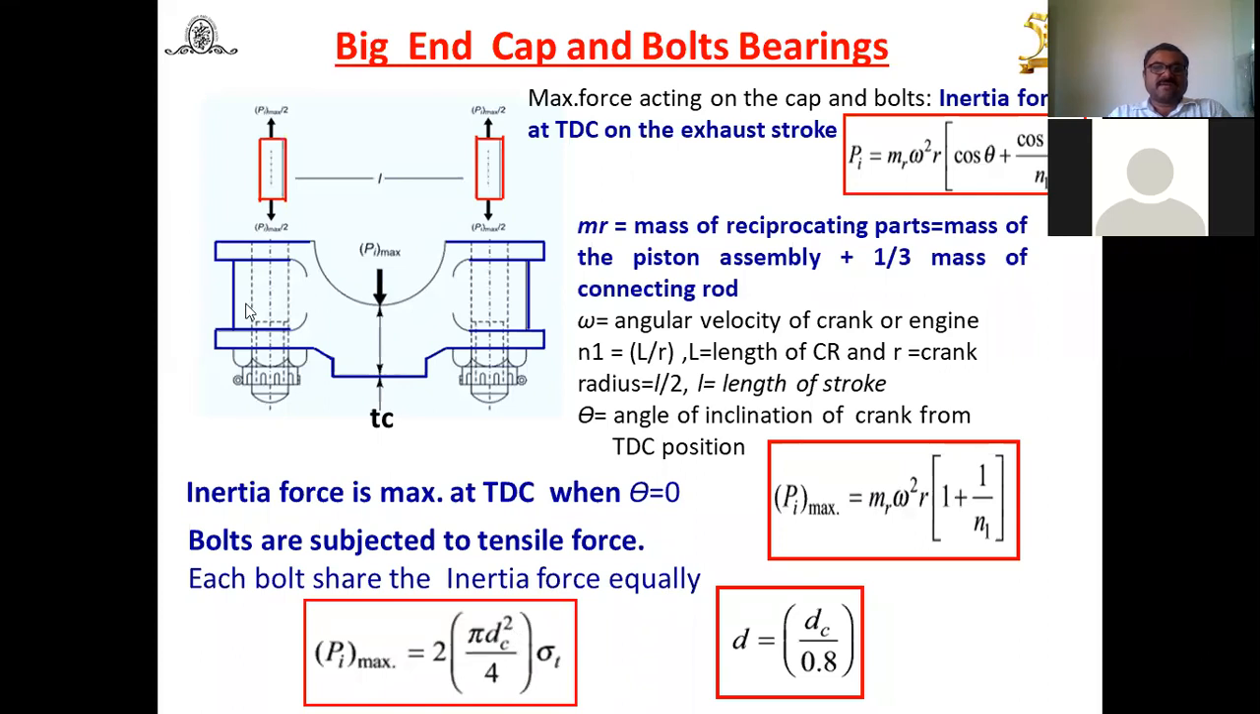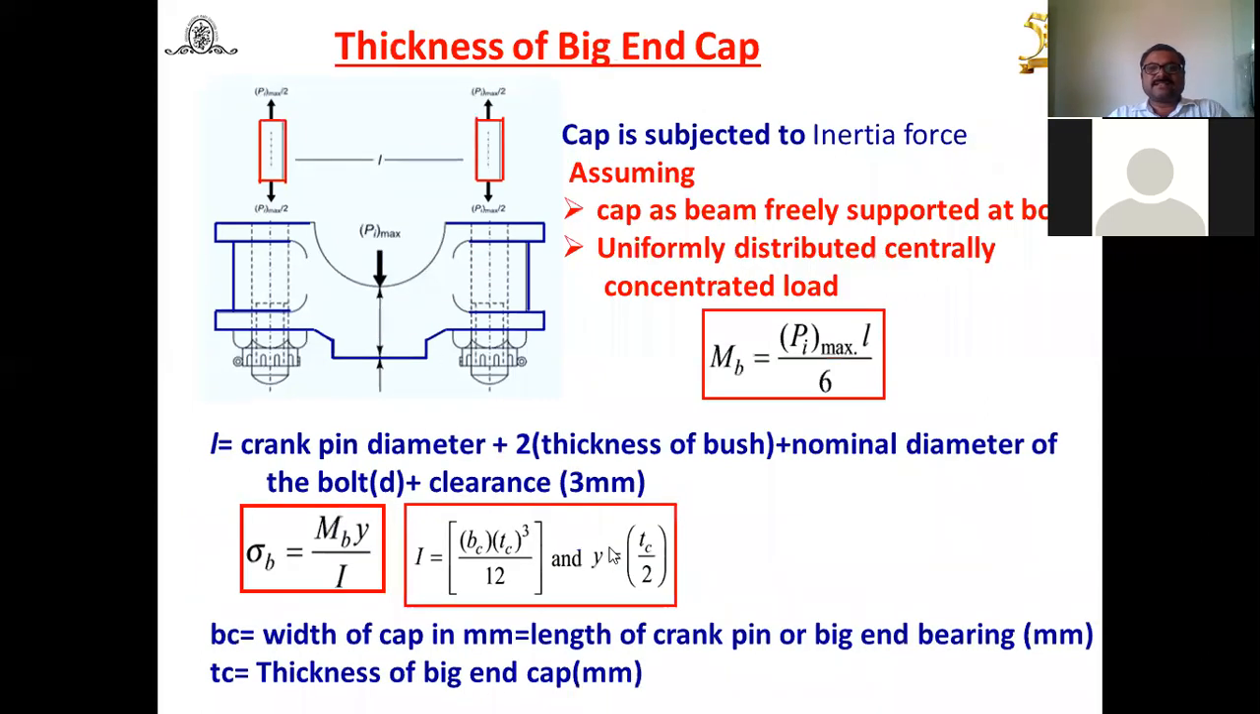Dc, that is the core diameter of the bolt. But we know how to find the nominal diameter. The nominal diameter D is equal to Dc upon 0.8. So you will get the bolt diameter. And second, what do we have to do? We have to find the thickness of this cap, that is tc. How to find it? Let us see.